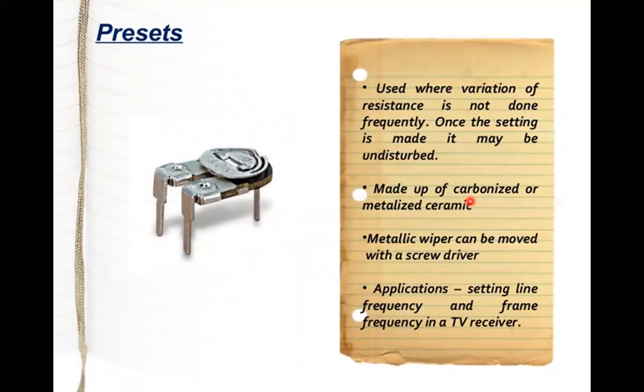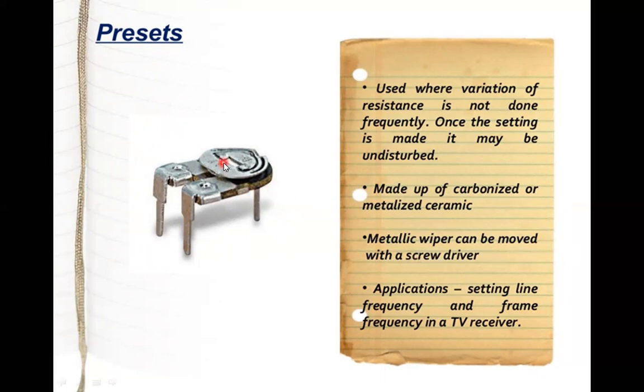Now we have the third type called a preset. Used where variation of resistance is not done frequently. Once the setting is made, it may be left undisturbed. So once the setting is done appropriate to our application, we won't require it again. So there we use resistors called presets, made up of carbonized or metallized ceramic. A metallic wiper can be moved with a screwdriver.